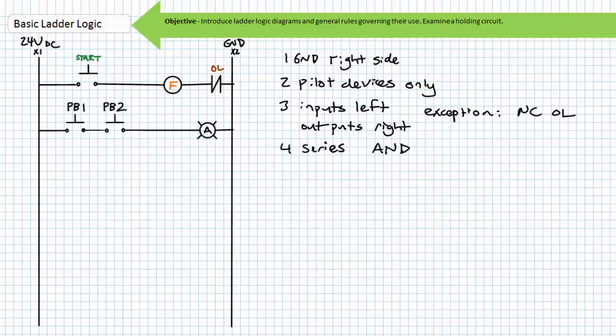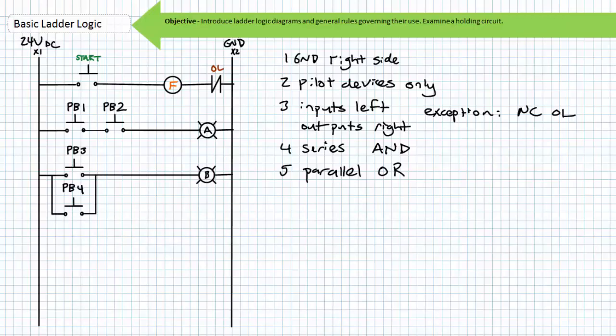A series connection of two normally open switches means both push button 1 and push button 2 must be simultaneously closed to energize lamp A. This is the logical AND operator, and its function is readily apparent as illustrated by the ladder logic diagram. A parallel connection of two normally open switches means either push button 3 or push button 4 must be closed, or both together, to energize lamp B. This is the logical OR operator, and its function is readily apparent as illustrated by the ladder logic diagram.